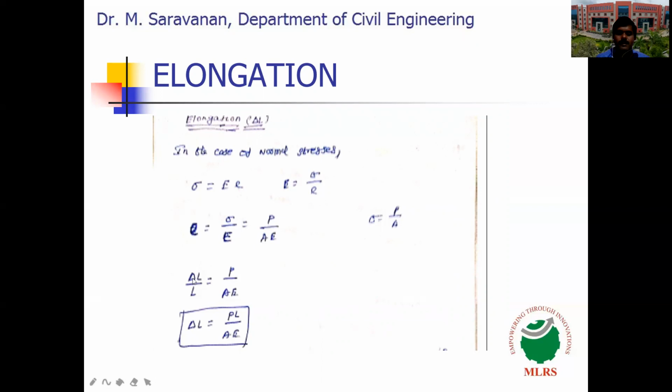So here delta L will be equal to PL by AE. This L will go here. So delta L is equal to PL by AE. So another formula to find out delta L is equal to PL by AE. One formula is strain is equal to delta L by L. Therefore delta L is equal to strain into L. And another formula, delta L is equal to PL by AE.